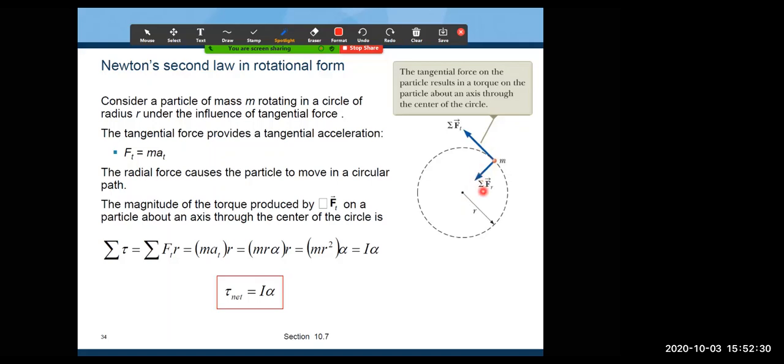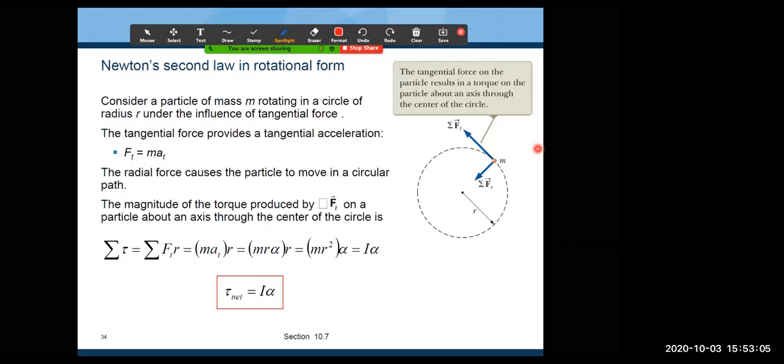So this radial force would not contribute to the torque. Only the tangential force would contribute to the torque. So this tangential force multiplied by the radius is the torque. The net torque is equal to the tangential force times the radius. And this tangential force, according to Newton's second law for linear motion, is m times a. A is the tangential acceleration.